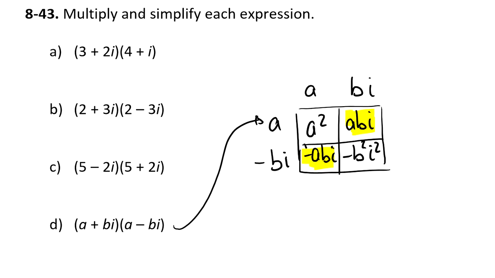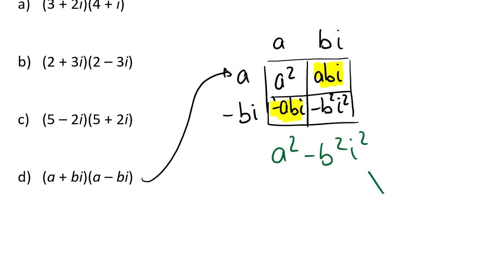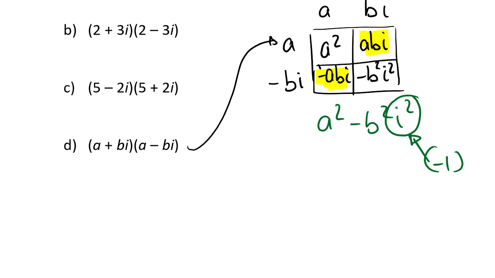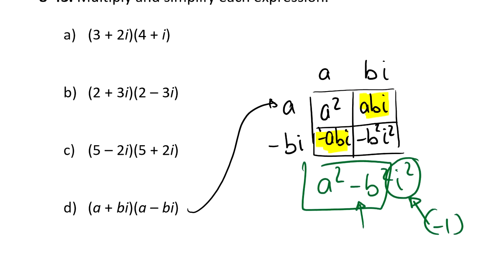And what remains is a squared minus b squared i squared, except we know that one part of it is equal to -1. So if you just go ahead and multiply this negative b squared times -1, it changes the final answer. So make sure you get that right. And then definitely you can do A, B, and C. Similar technique on all of those.